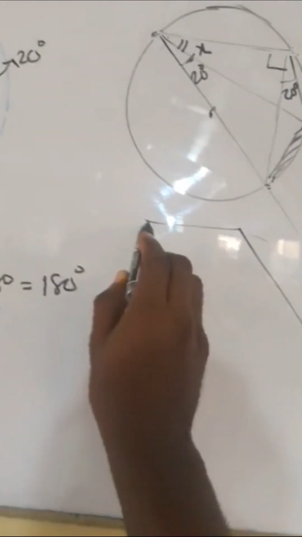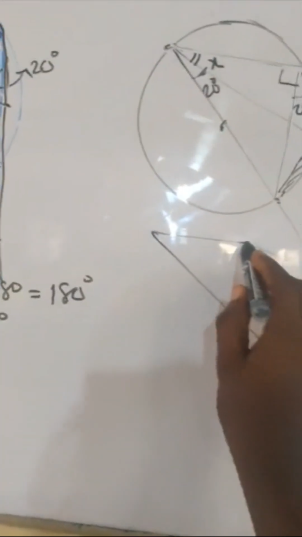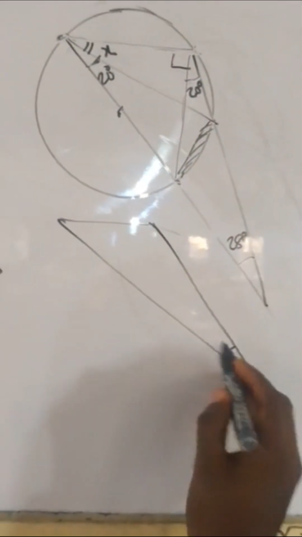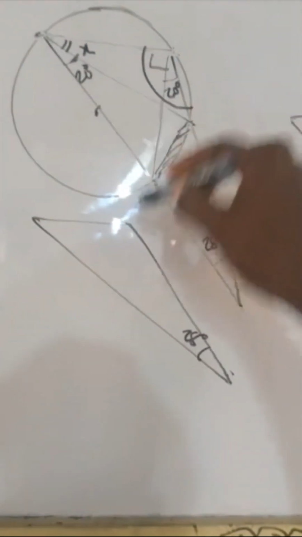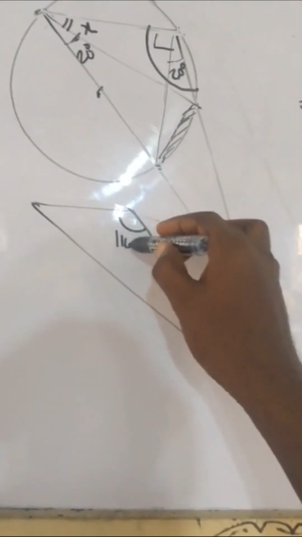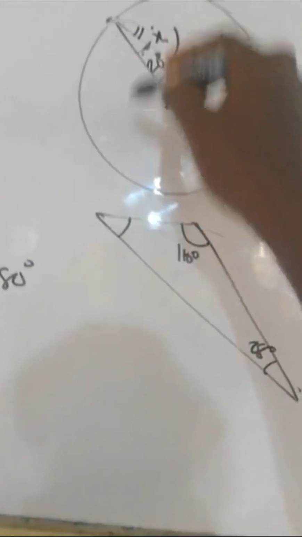Like this, like this, like this. So this angle is given to be 28. The whole of this angle is 90 plus 20, which is 110. And the whole of this angle is here, which is x plus 20.